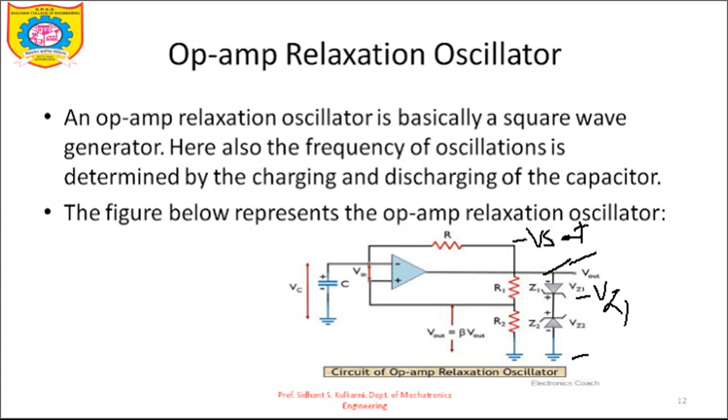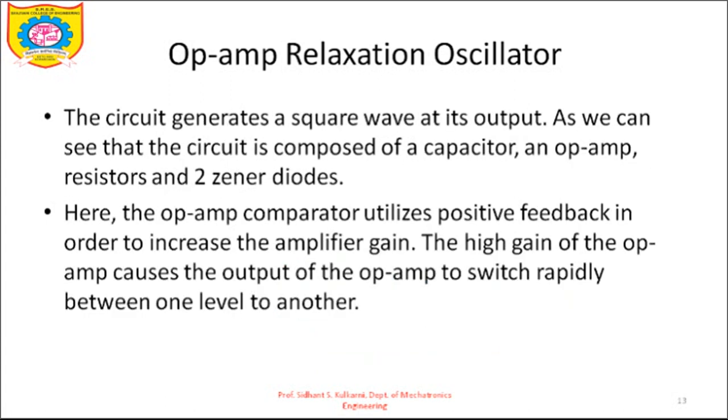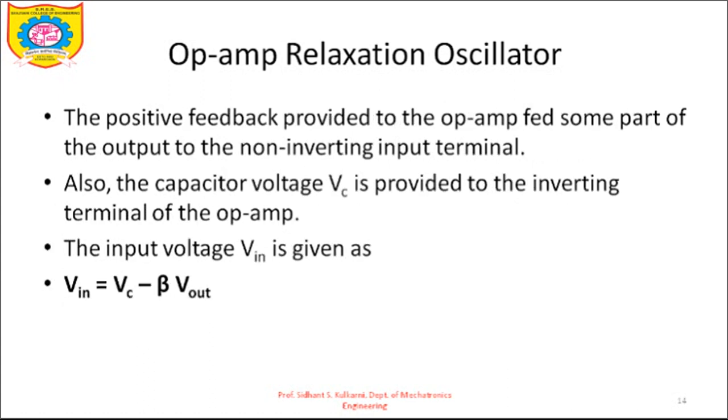Let's understand the next concept. The circuit generates a square wave at its output. As we can see, the circuit is composed of a capacitor, an op-amp, resistors, and two Zener diodes. Here the op-amp comparator utilizes positive feedback in order to increase the amplifier gain. The high gain of the op-amp causes the output to switch rapidly from one level to the other level. Now see, the positive feedback provided to the op-amp feeds some part of the output to the non-inverting input terminal. As usual, the capacitor voltage is provided to the inverting input terminal of the op-amp.